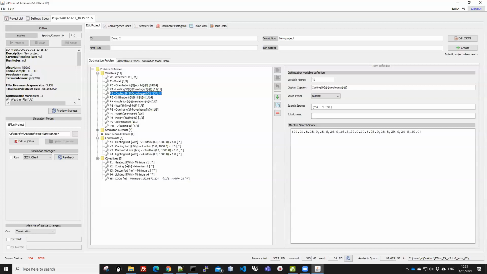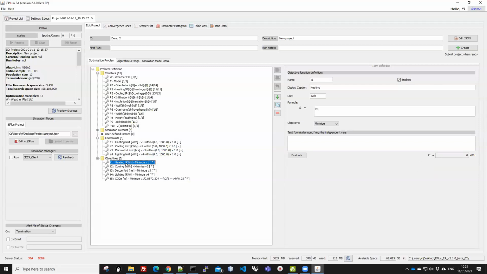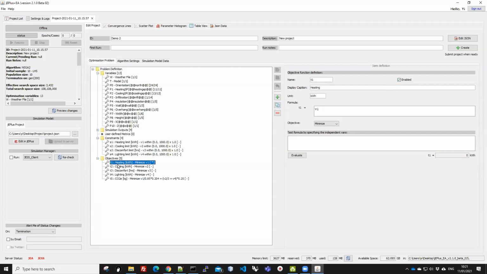Okay, is that question clear enough? So in order to do that, I need to actually disable all the constraints. We're not going to look at constraints in the first example. So I'll disable that. I leave the heating objective on and disable all the other objectives. Okay, so this will give us effectively only one objective.